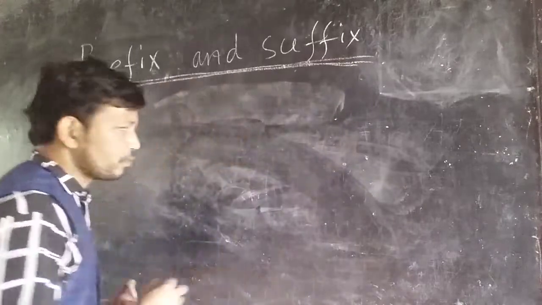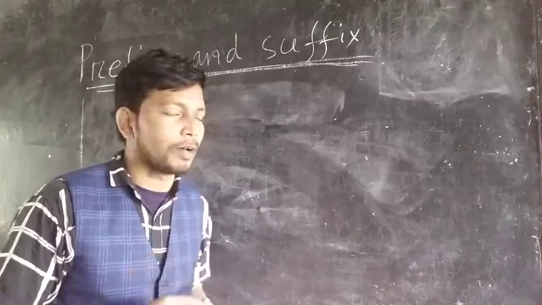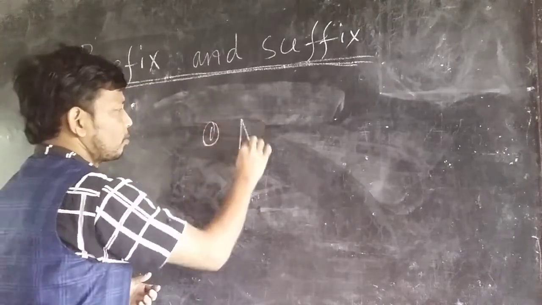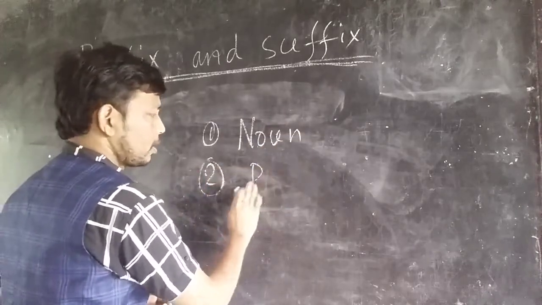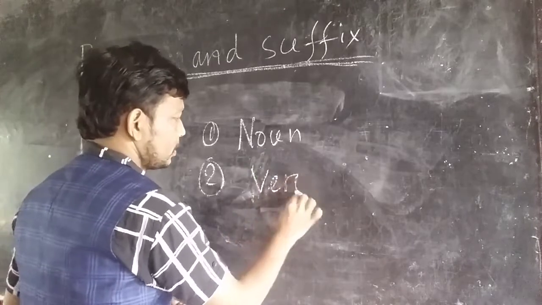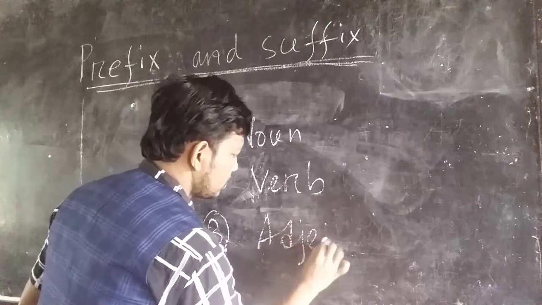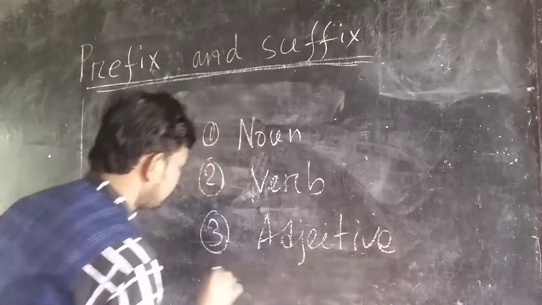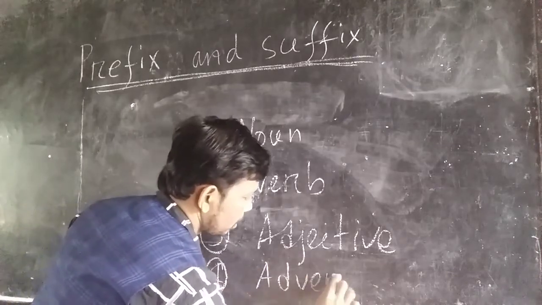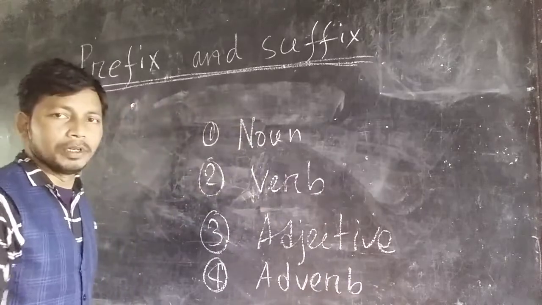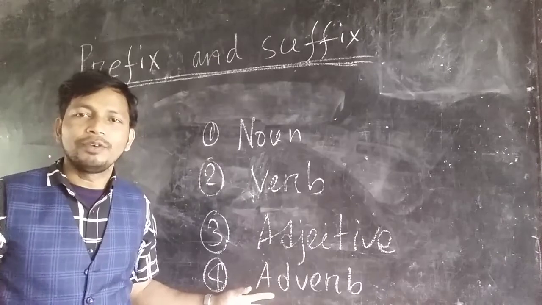I am putting here the 4 parts of speech that are important for suffix and prefix. And what are those 4 parts of speech? You have to remember. The first is noun, N-O-U-N. Number 2 is verb. Number 3 is adjective. And the 4th and last one is adverb. I have written here these 4 parts of speech, dear students, and you have to remember this.